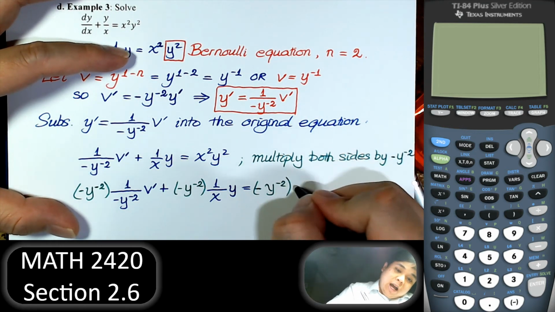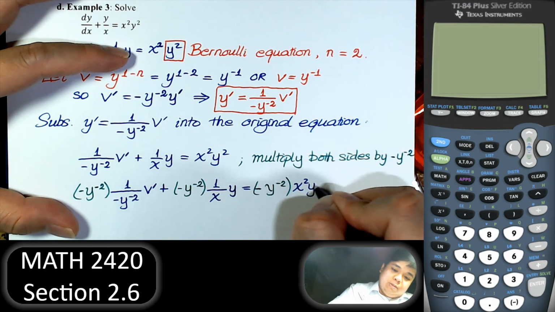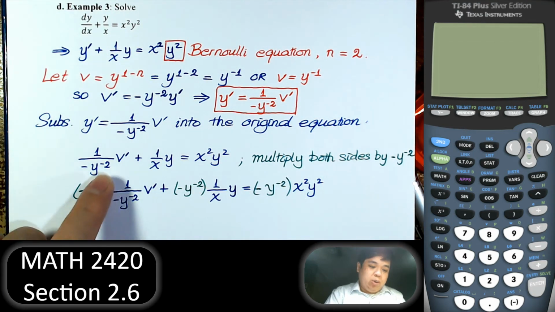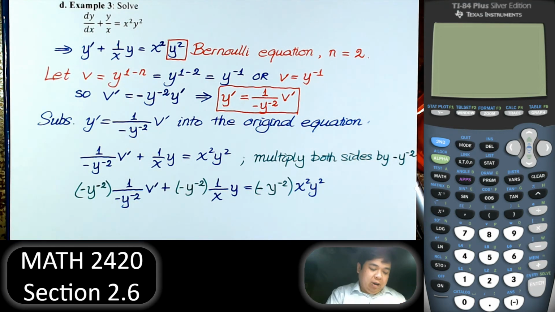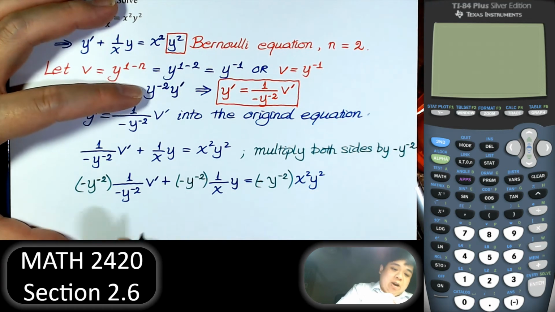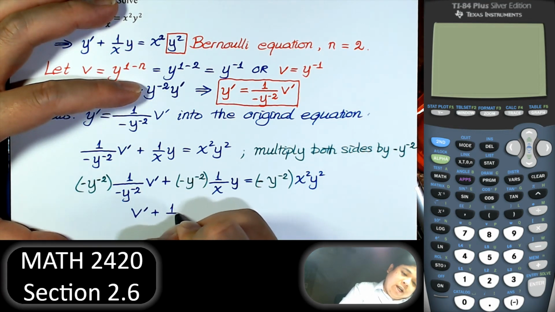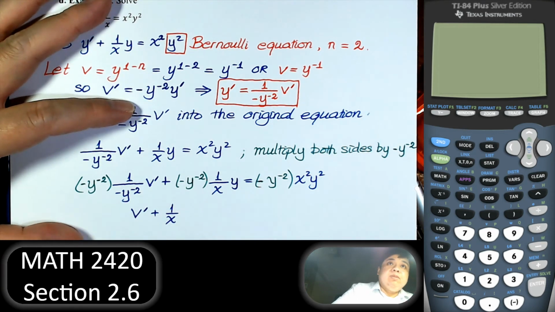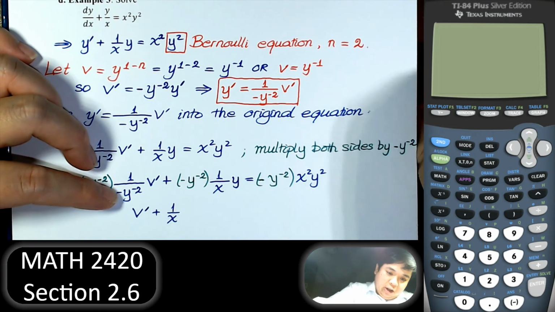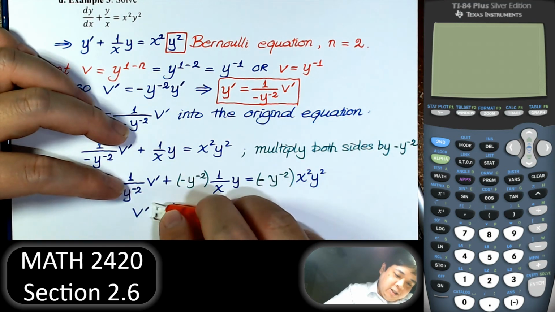Yeah, just multiply that on both sides. Right, negative y to negative 2, 1, 2, there. Of course, that cancels out, we have v prime. This is 1 over x. Should be negative 1 over x.